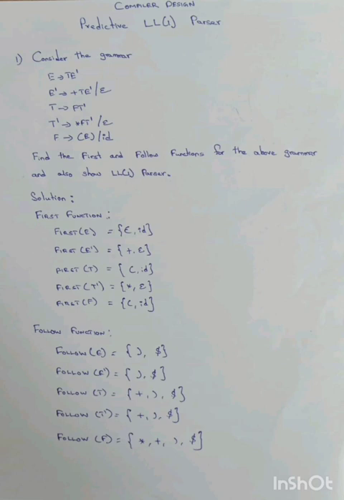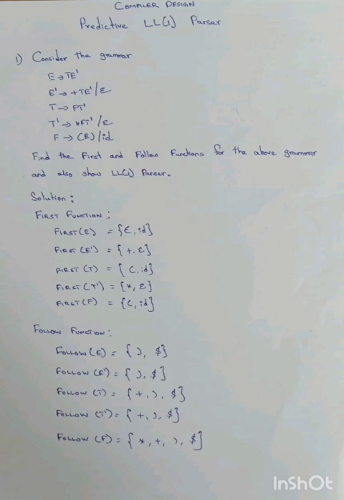Next, first of E dash. Here the first function is plus or epsilon. Plus and epsilon are terminal symbols, so we write plus comma epsilon. Next, first of T. In the T production, T tends to F. F is a non-terminal, so we move to F. F tends to open bracket or ID. Open bracket and ID are terminals, so we write open bracket comma ID.